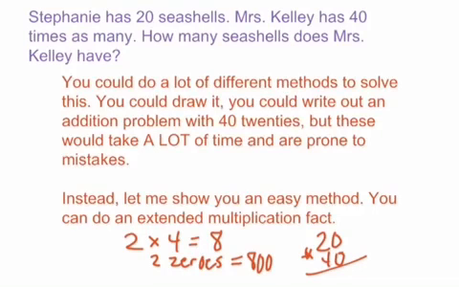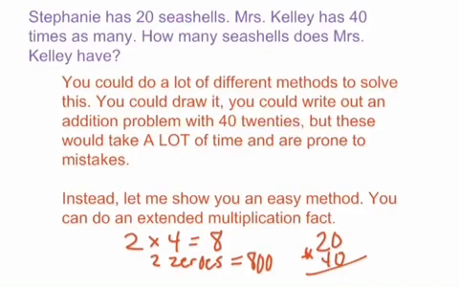So here's the thing, you could have done a lot of different methods to solve it. You could draw it, you could write out an addition problem with 40 20s, but as you probably know, if you did that, those take a lot of time, and they're pretty prone to getting some errors in there. When you have to do anything that many times, you're probably going to make some mistakes. So instead of those, let me show you this new easy method. I think you're going to love it. So here's a quick example of it.